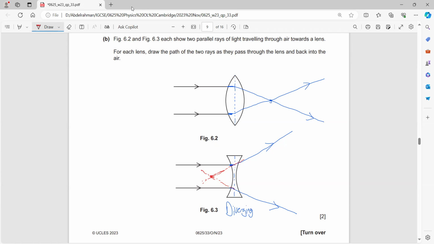You're just required to know that they will move away from each other, and that's why we name it a diverging lens. Diverging means they move away. Converging means they move together. Okay, this is a diverging lens. That's all you're required to know for this question. Any questions? Converging, move together. Diverging, move away. Any questions? Good.